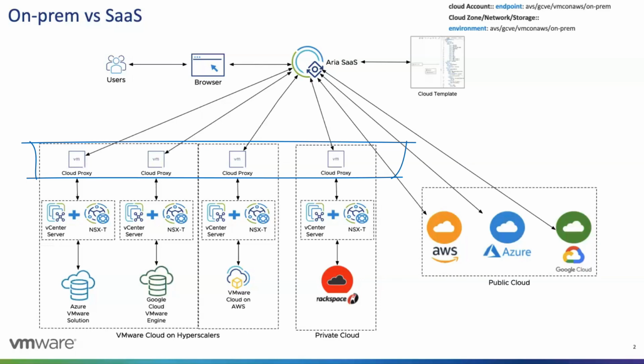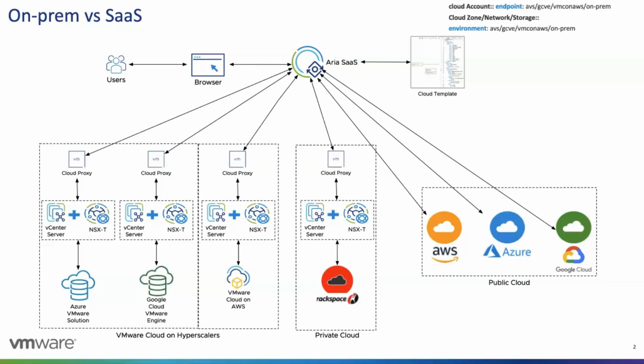Okay, so the cloud proxy, is it like an appliance that we have to deploy? Yes, you will have to deploy an appliance in that specific environment. And then if you notice there, for any public clouds, you don't need a cloud proxy. That's REST API based communication that happens between the SaaS version and the public clouds. So this is what it looks like.